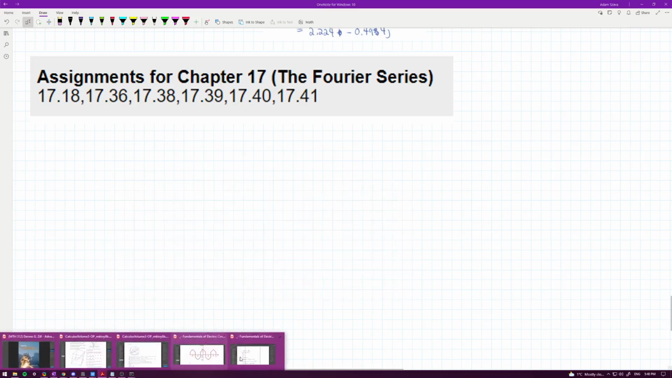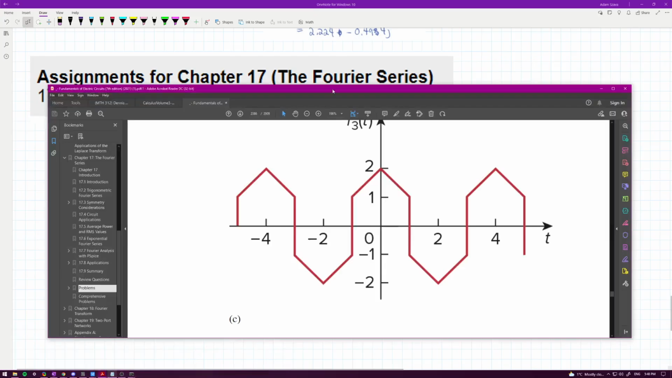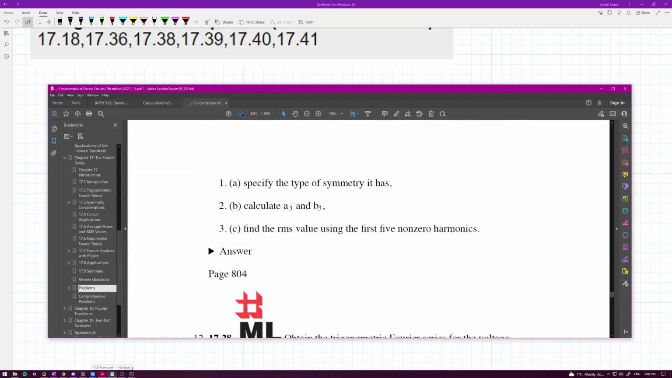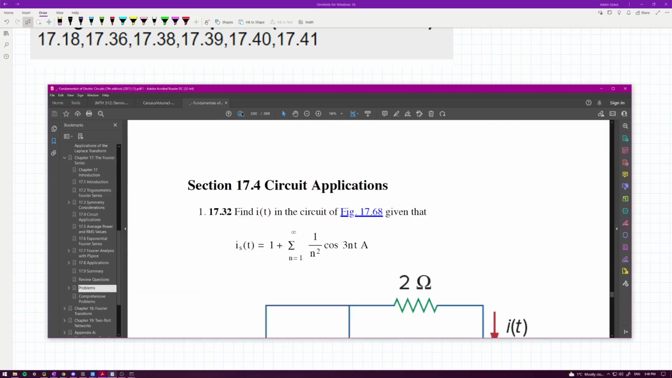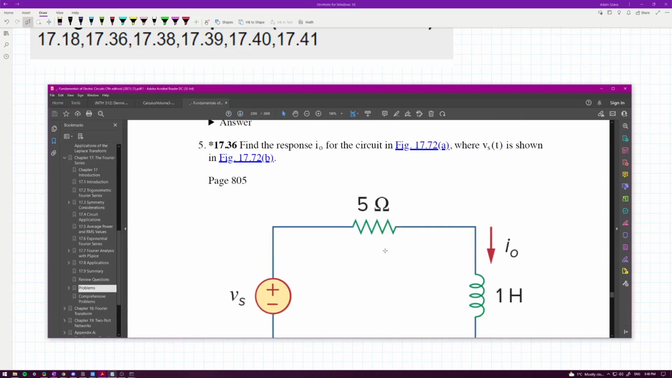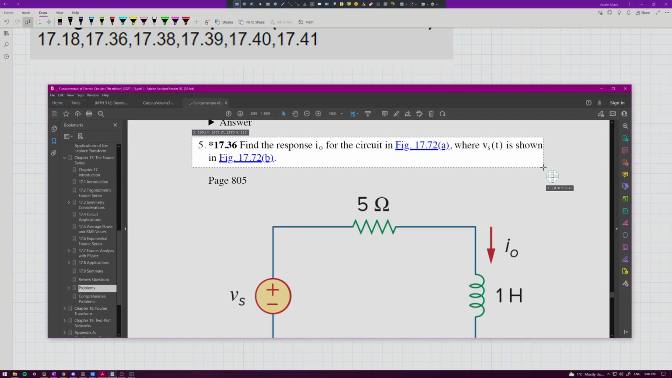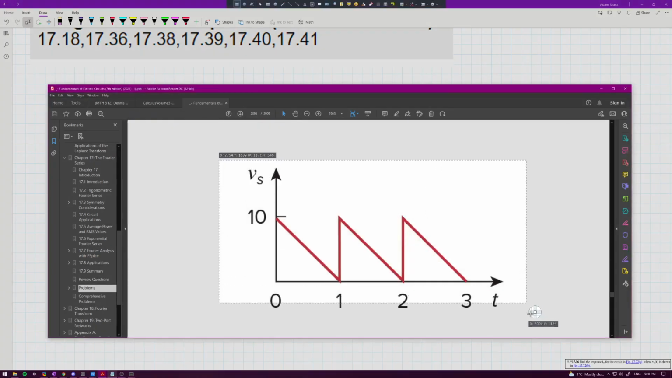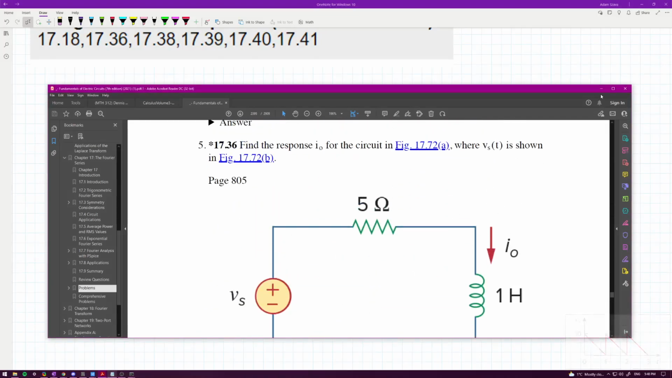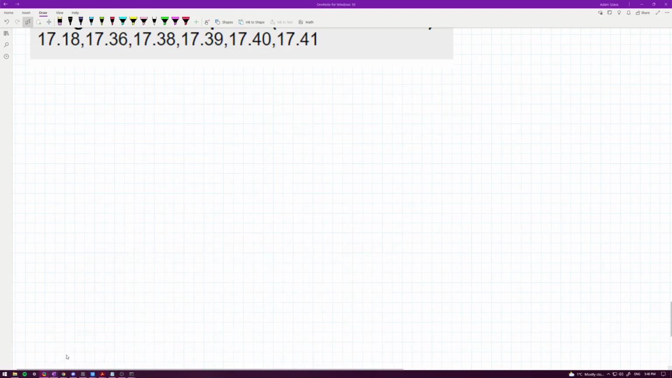Then, where is it? There it is. So, 36. Is this circuit applications? Yeah, good. 36. Find I naught where V of t is shown in this figure. Well, do they want the exact current? Yeah, I guess they want the exact current. They don't want just to approximate with a certain number of terms, I guess. That's fine.